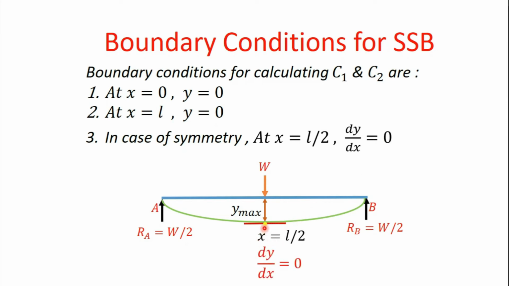So these 3 points are known, and therefore we will use them to calculate C1 and C2, and this point is the maximum deflection point where y is maximum. We will see in the coming slide that at x equals L by 2, dy by dx equals 0, and this is the natural condition for maxima and minima.